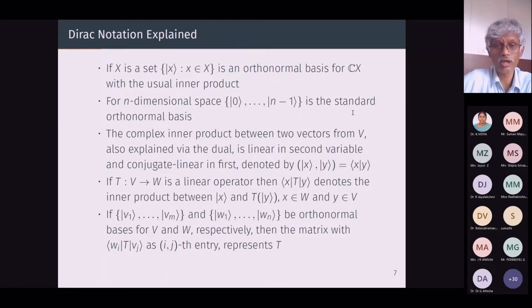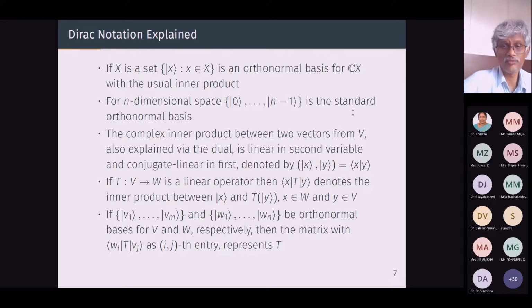So if we have an orthonormal basis, ket of v1 up to ket of vm and ket of w1 up to ket of wn. So V is an m-dimensional vector space and W is an n-dimensional vector space. So we have basis ket of V1 up to ket of Vm for V and ket of W1 up to ket of Wn for W. So these are orthonormal bases in the sense that only the same indices will survive, and for the other indices, if you take the inner product, it will be 0. The same indices, when you take the inner product, will give 1, and both these are bases.